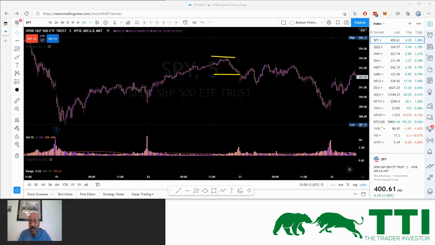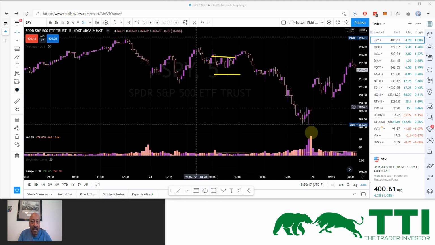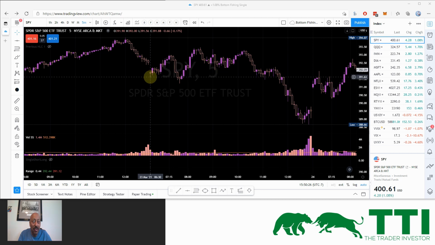However, there's no entry for me, because on the next 5 minutes, price actually reversed instead of closing below the low of this bar. So there's no entry for me. This setup is done.